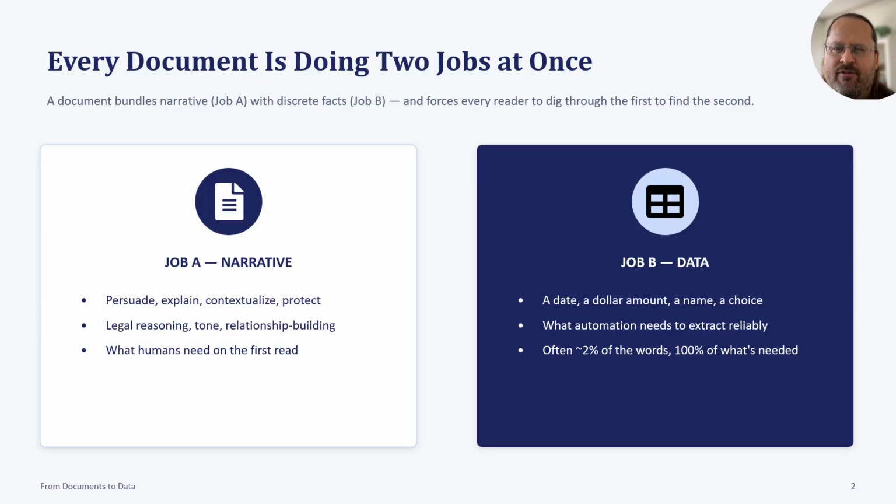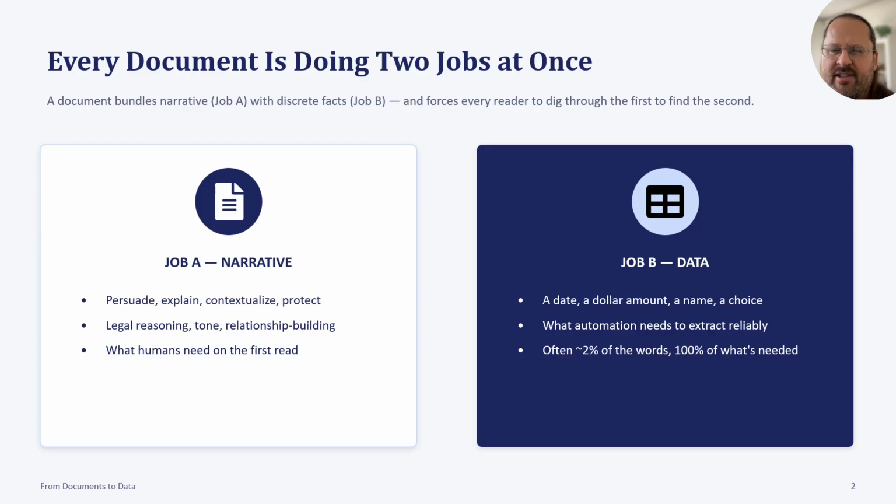Think about it this way. Every document is quietly doing two completely different jobs at once. Job A is to persuade, explain, contextualize, and protect. That's the narrative, the legal reasoning, the relationship building tone. Job B is to record a discrete fact, a date, a dollar amount, a name, a choice between 2 or 3 options. Job B is what automation does. Job A is what humans need, at least the first time they read something. And the problem is, we've bundled these two jobs into a single wall of text, which means a computer, or a tired employee at 4:45 on a Friday, has to do job B by wading through job A.